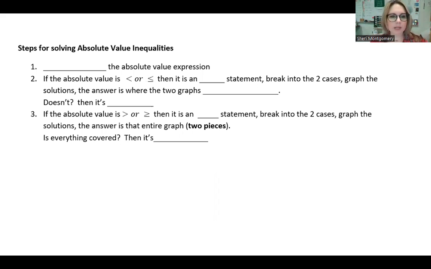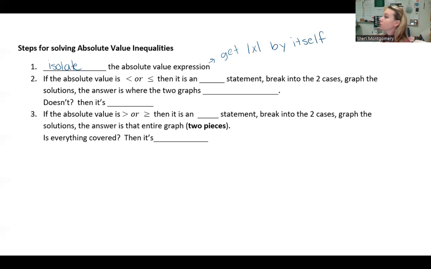Today we're going to do absolute value inequalities. It's a little different. So our first step, just like with the equations, we need to isolate the absolute value expression. That just means get the absolute value part by itself.